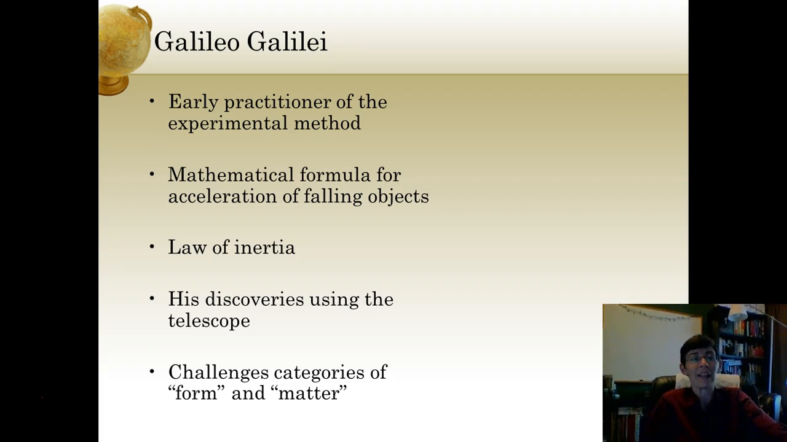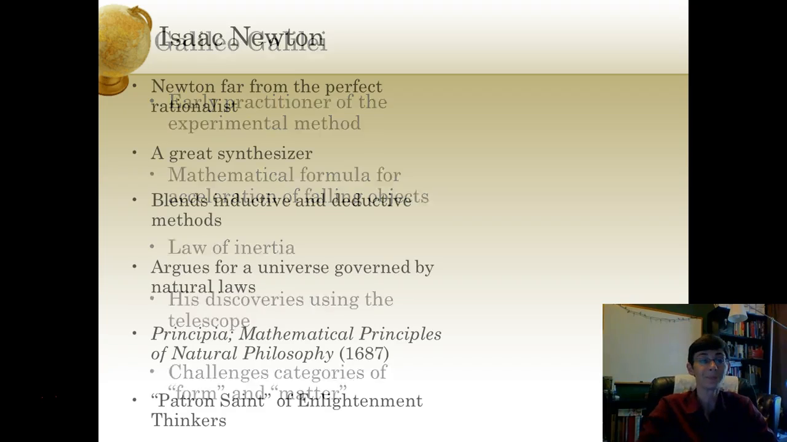Galileo. Gotta love Galileo, right? He was an early practitioner of the experimental model. He created a mathematical formula for the acceleration of falling objects. He's the one who came up with the law of inertia, or discovered it rather. His discoveries using the telescope were very, very important. And he challenged the existing categories of form and of matter, okay?